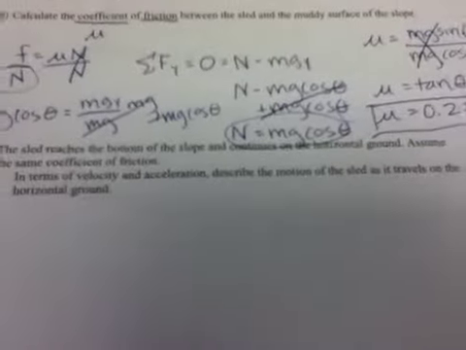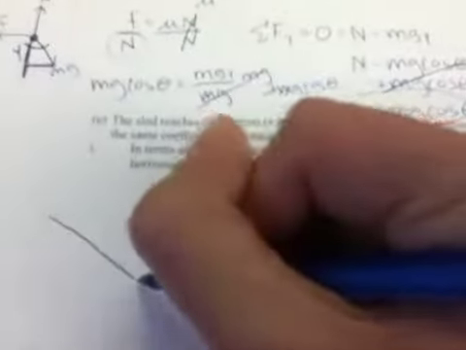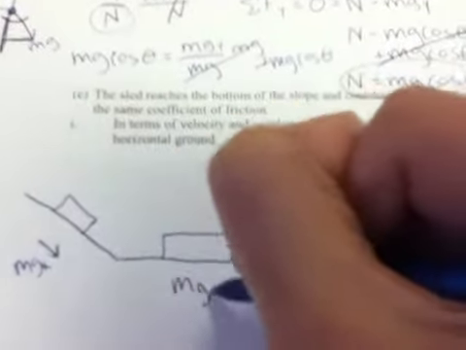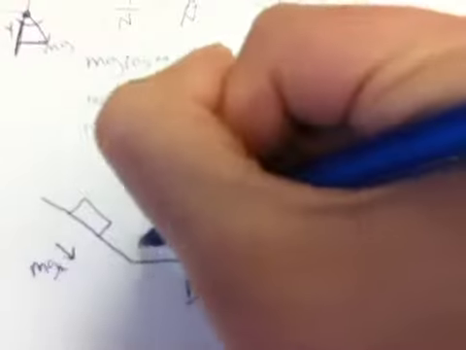And so the sled reaches the bottom of the slope and continues on horizontal ground. Assume the same coefficient of friction. So in terms of velocity and acceleration, describe the motion of the sled as it travels on the horizontal ground. So we are on this slope, and then we get to this horizontal ground. When the sled is right here, we have this mg in the x direction pushing it down. But when it gets to this bottom right here, we no longer have this mgx. The only force acting on this is the friction going backwards. And we have this motion going forwards.